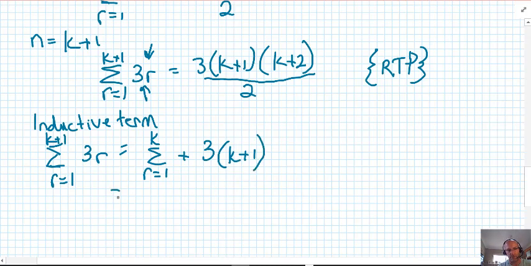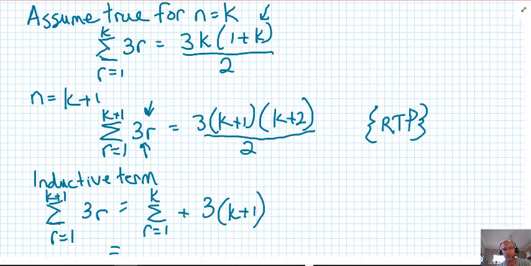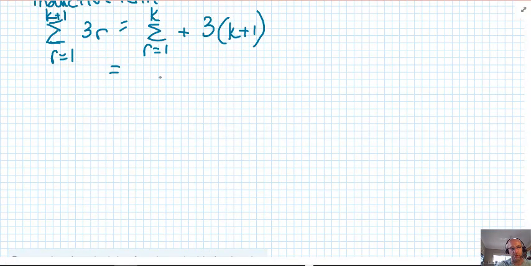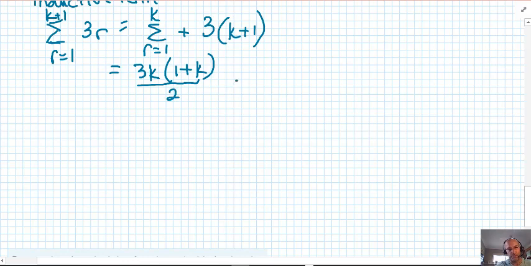And from previous steps, just back here, right there, we put that known result in for the sum when you go up to n equals k, and we found that was 3k outside of 1 plus k over 2. Adding in that inductive term on the right hand side, we need a common denominator, and we are looking at 2 for our common denominator.